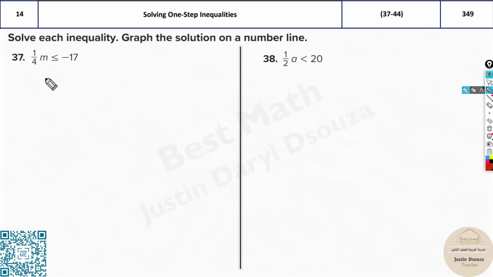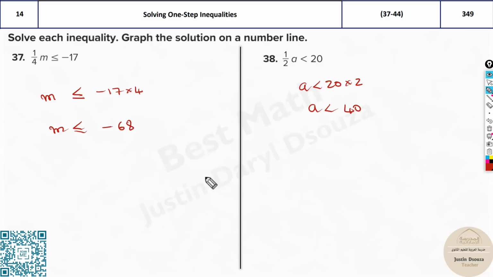You need to see which variable you need to solve. That's m. It's less than or equal to. 4 goes to the other side and becomes multiplication. It's multiplied with minus 17. So m is less than or equal to 4 times minus 17, which is minus 68. That's the answer. And what about this? 2 goes to the other side, so it's less than 20 times 2. It's less than 40.